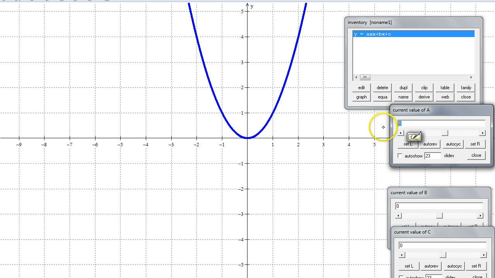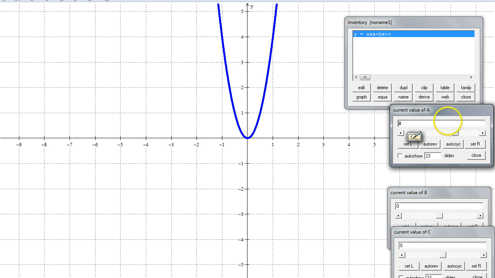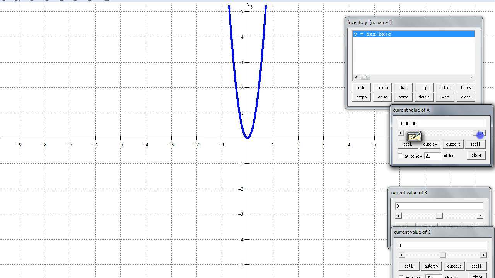Look, what happens if I change the value of a to maybe 2? Do you think the parabola will get narrower or wider? You think it's going to be wider? Watch this. I'm going to change it to 2. It actually gets narrower. What if I change it to 4? So as you change the value of a to something bigger, it gets a lot narrower.